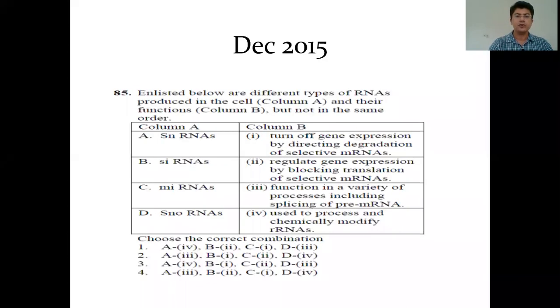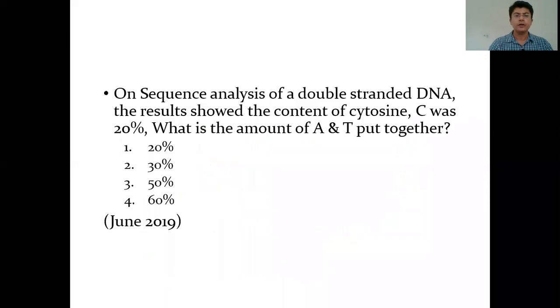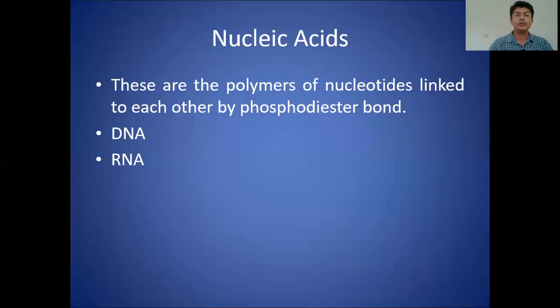Another question was based on the different types of RNA molecules and their functions. These are listed in two columns and we have to appropriately identify the correct combinations given in the different choices. Another question was based on Chargaff's rule, where one DNA is mentioned and its cytosine composition is given. We have to predict how much A and T is present in that DNA. So let us have a look at the basics of the nucleic acids.